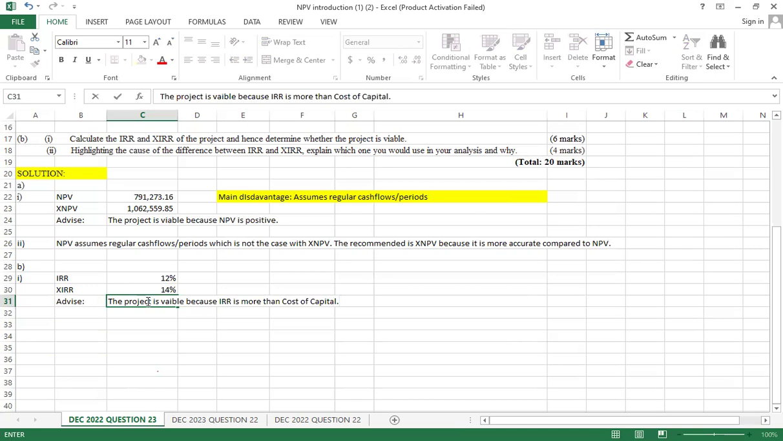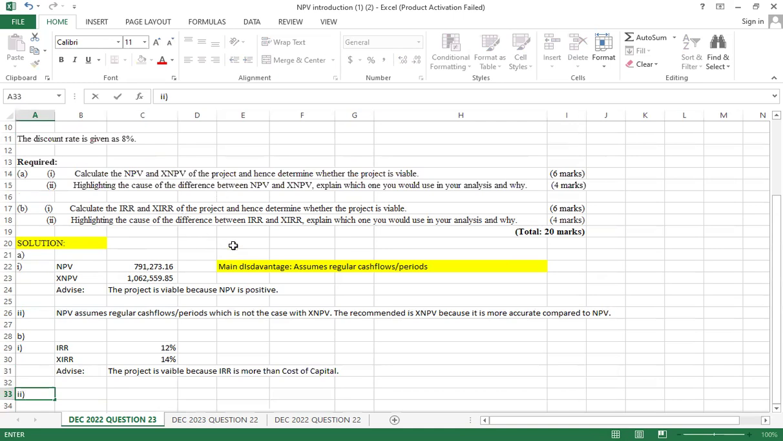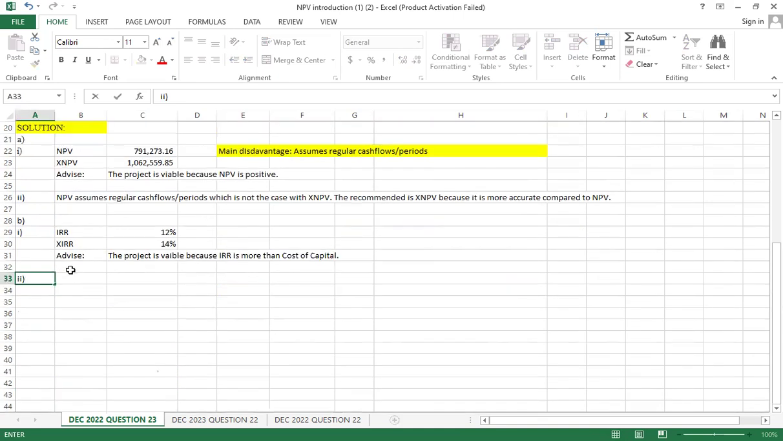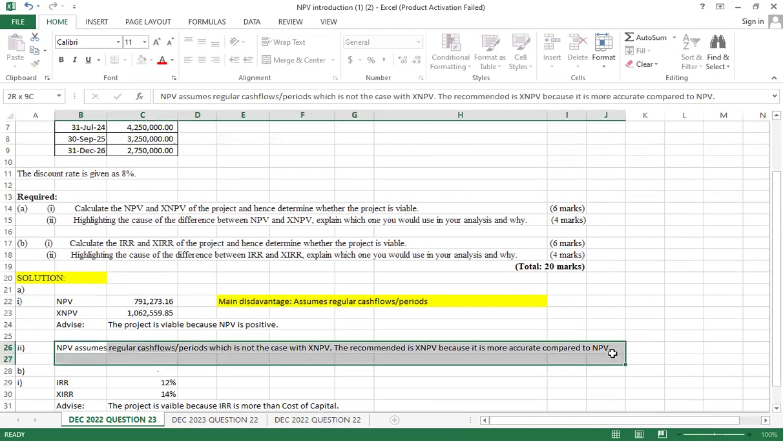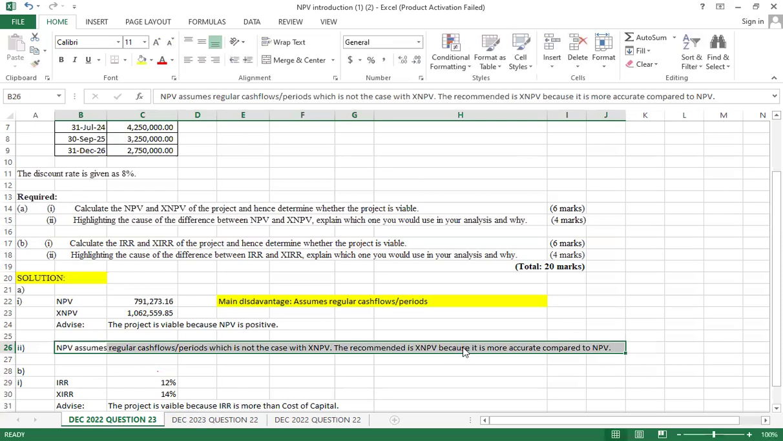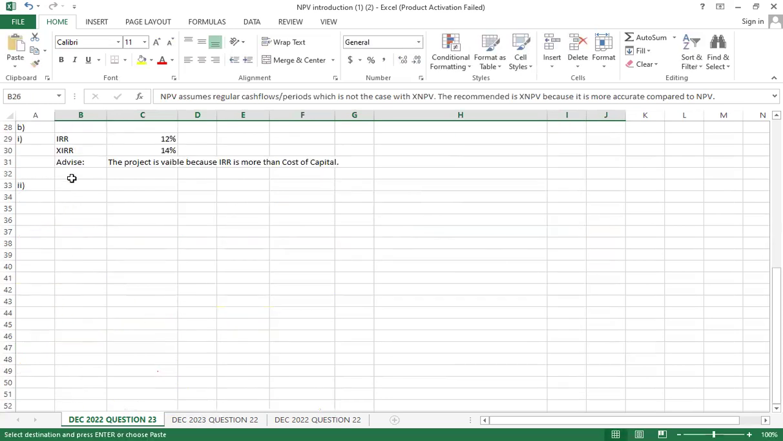Yeah, so if that is the case, we can then proceed on to B number 2. And what does B number 2 say? That highlight the cause of the difference between internal rate of return and the XIRR. Explain which one you'd use in your analysis and why. The answer is more or less what we had in part 2 of part A. So I'll just copy that and then paste it here.